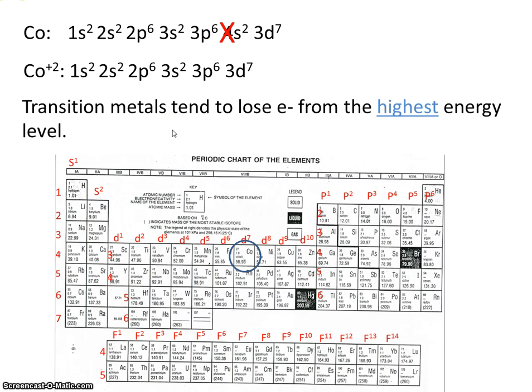It lost electrons from the highest energy level, which was energy level 4. You can see that these are all in the S block. And the S sublevel, that's able to hold 2 electrons. So the 2 electrons that are usually lost come from the S sublevel. That explains why transition metals, more often than not, have a charge of +2.